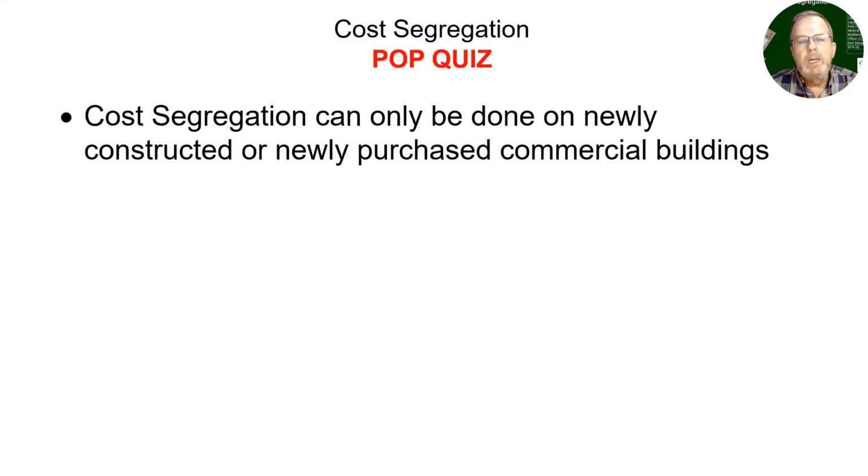So the first one, cost segregation can only be done on newly constructed or newly purchased commercial buildings. True or false? False. That is false. That's a big misconception that some people have, even some CPAs have. They think it's no longer new, you can't do that.